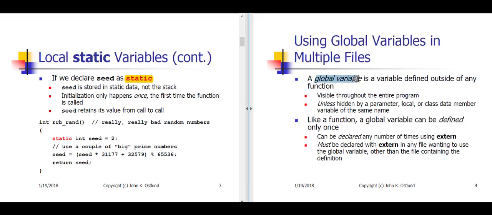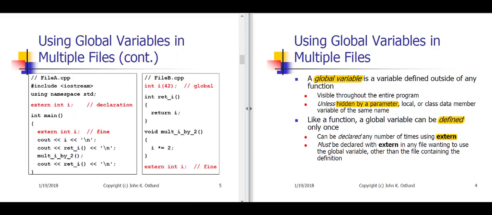We also talked about global variables. A global variable is a variable defined outside of any function and is visible throughout the entire program, except for nested blocks of code, such as functions with parameters that have the same name as the global variable, or that have a local variable that's the same as the global variable. In those nested situations, the global variable will be hidden from view. You can only define a global variable one time. You can declare the global variable as many times as you wish using the keyword extern. And in fact, if you need to share access to a global variable between files, you must use the extern keyword in any file that's going to want to have access to that global variable.